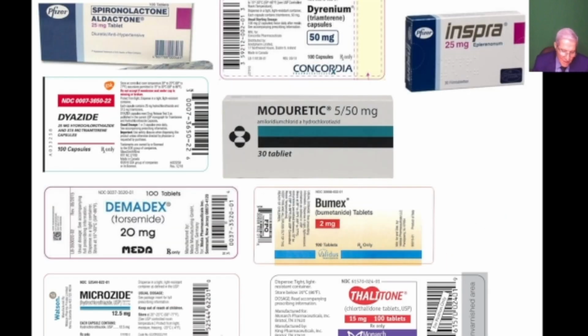Okay, we have some medication names here. For example, eplerenone, triamterene, and spironolactone, thiazide, amiloride, and then we have bumetanide, torsemide, hydrochlorothiazide, and chlorthalidone.